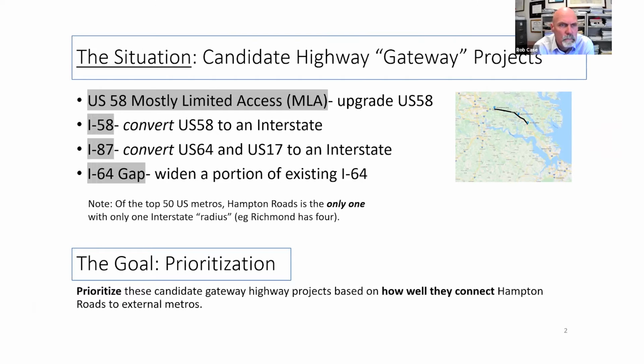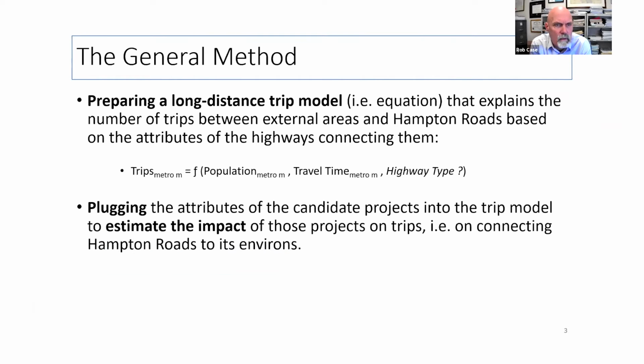So the general method that I was using is to prepare a long distance trip model, which I don't want to scare you. It's just an equation, okay? Just a simple equation that explains the number of trips between external areas in Hampton Roads. And as you might imagine, it would be based on the population of those areas and the travel time to those areas.